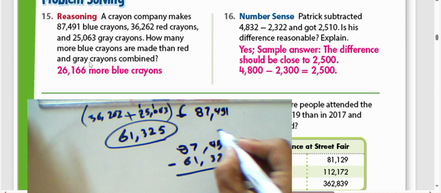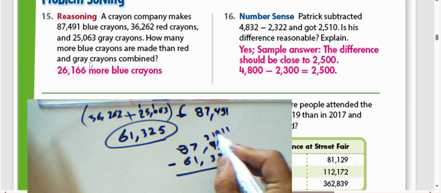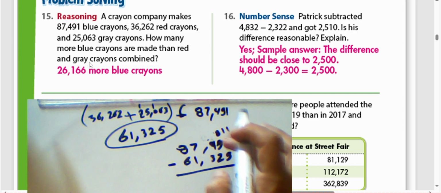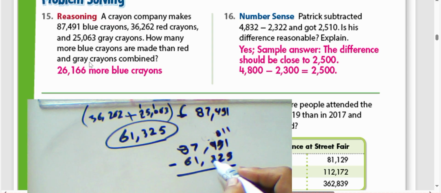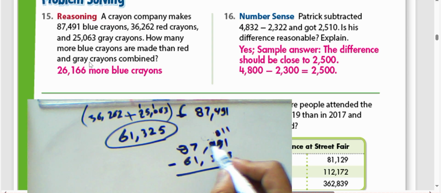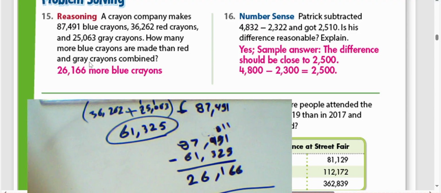1 minus 5, we can't do it. Put 1. 11 minus 5 is 6. And 8, no, don't put 1, because 8 minus 2 we can do. And then we have here 4. 4 minus 3 equals 1. And 7 minus 1 is 6. 8 minus 6 equals 2. The result will be 26,166 more blue carriers here.